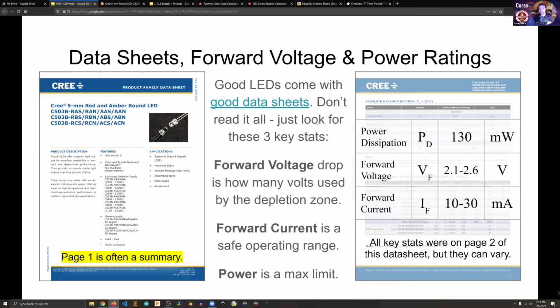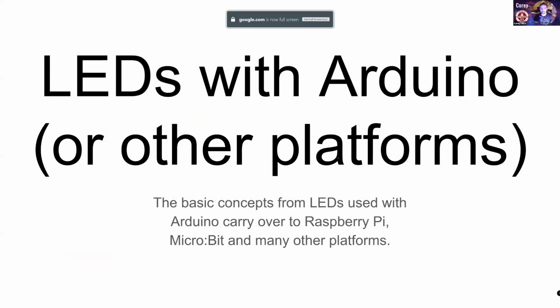So if you want to keep it stable and running for 10,000 hours, which is the average expected lifetime of an LED, you want to stay in that 10 to 30 milliamp range for one of these LEDs. And that's pretty normal for a hobby 5mm LED. So how do you deal with this?